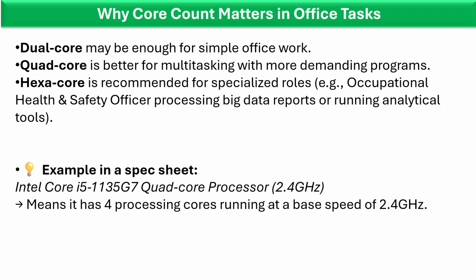Quad-core is better for multitasking with more demanding programs, and then hexa-core is recommended for specialized roles, e.g. an occupational health and safety officer processing big data reports or running analytical tools. Examples in a spec sheet: Intel Core i5 1135G7 quad-core processor means that it has 4 processing cores running at a base speed of 2.4 gigahertz.